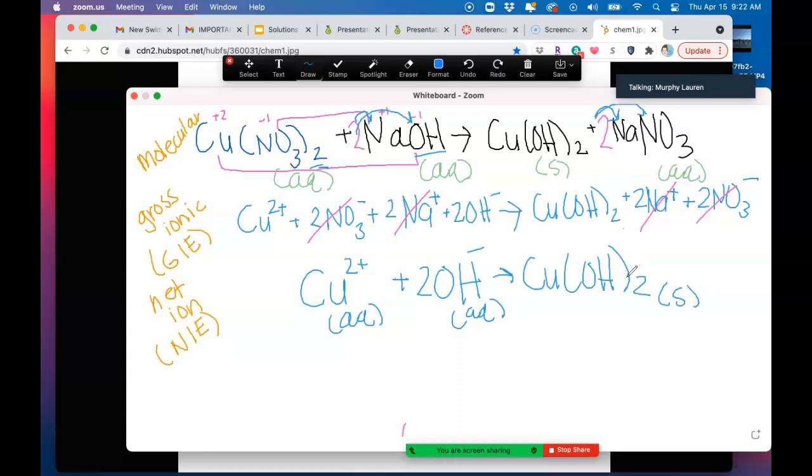So what does that mean? It means when the copper comes into contact with the hydroxide, a solid is formed. So what are the sodium and the nitrate doing? Nothing. They're literally doing nothing. They're just sitting there watching the copper and the hydroxide hook up. They're not participating in the chemical reaction, just like spectators at an event do not participate in the event. They're just watching. That's why they call them spectator ions.